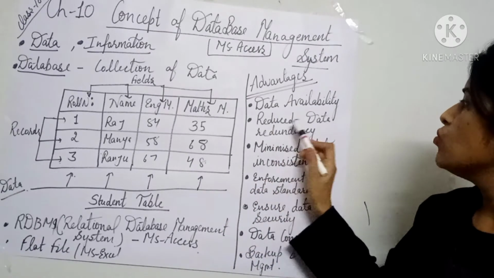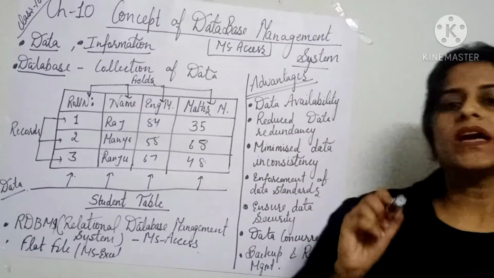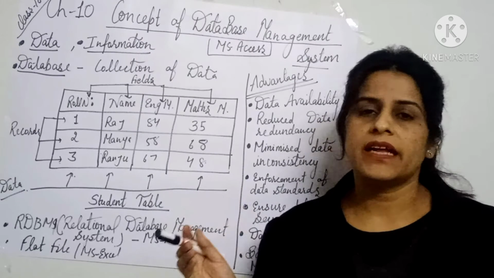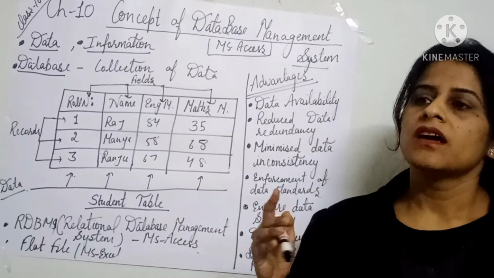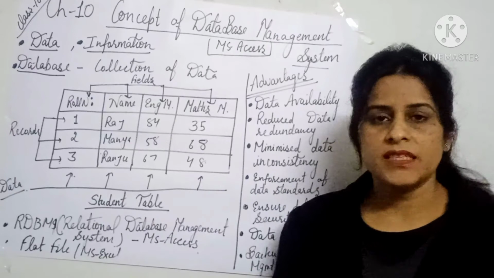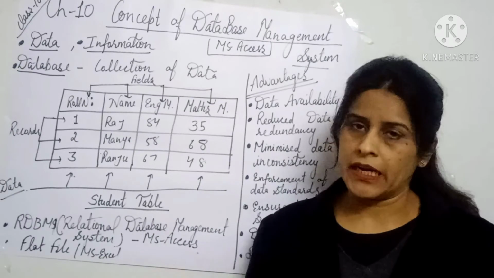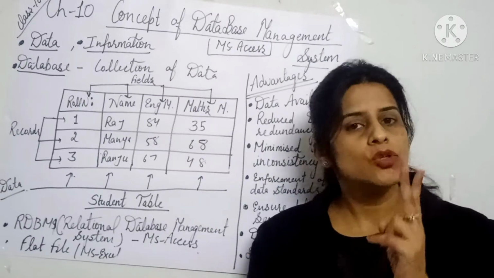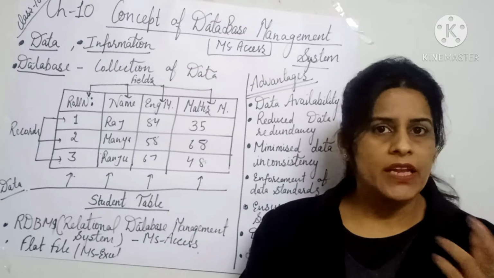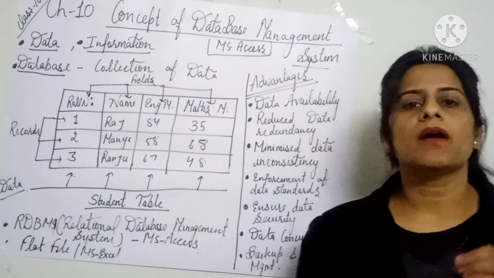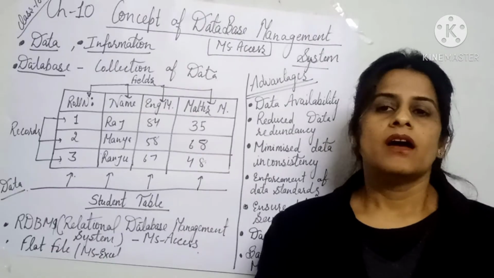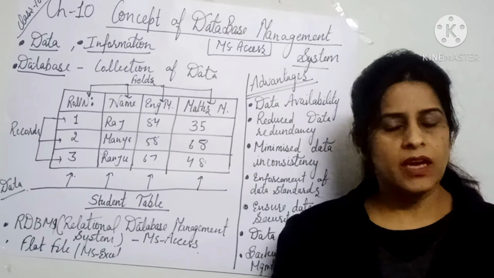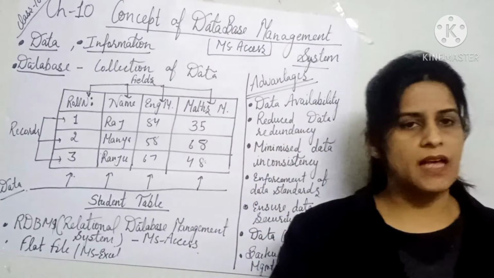Next is reduced data redundancy. Now what is reduced data redundancy? Redundancy means duplication, copying of the data. For example, you are having two files. एक स्टूडेंट फाइल है, एक आपकी हम अकाउंट फाइल लेते हैं, ठीक है.